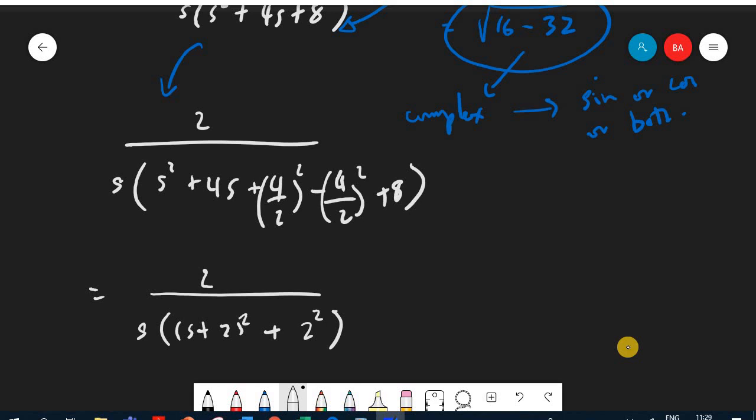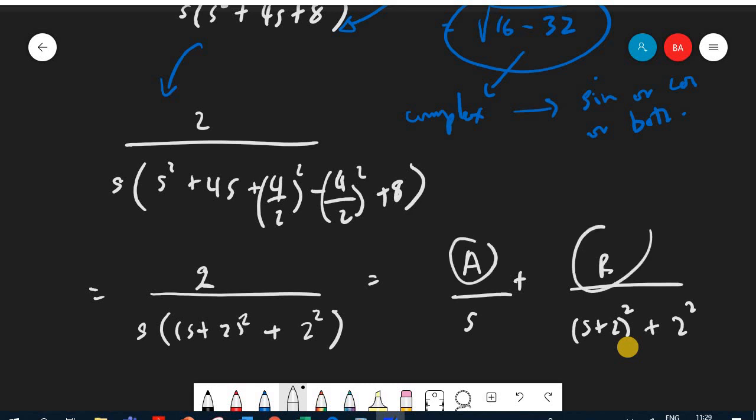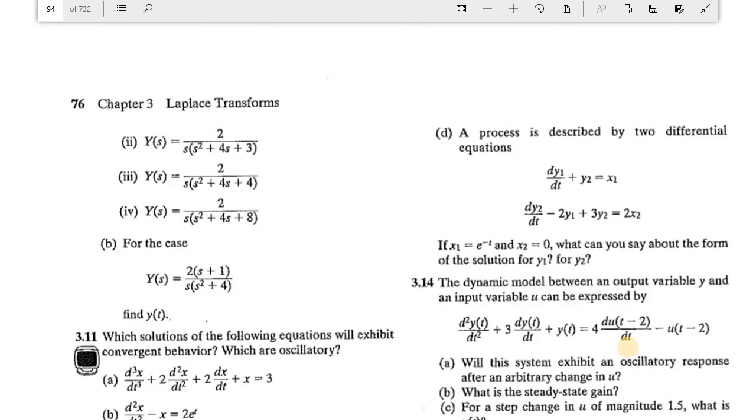So I already have my system here very clear. If I want to write that, it's A over s plus B over the second term, which is s plus 2, the whole thing squared, plus 2 squared, and then I can just multiply by 2 and divide by 2. If you find A and B, you're going to find that you will have things being fixed. Okay, so we already now know the solution, so we don't need to go through the last part here.